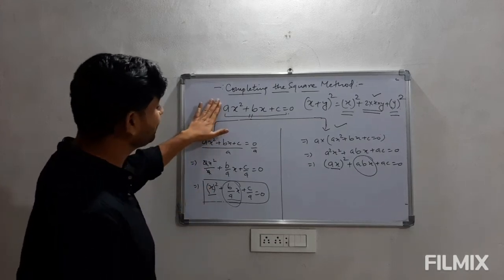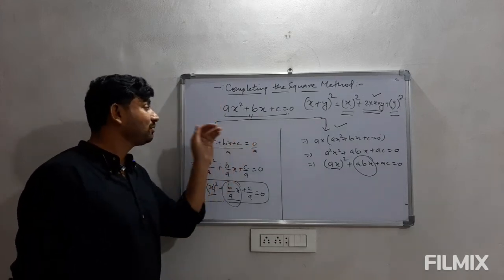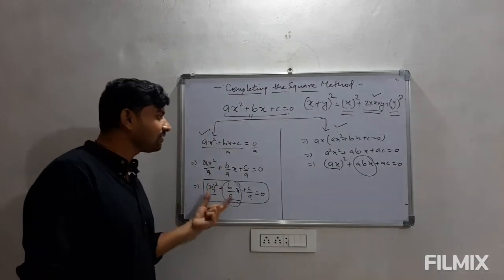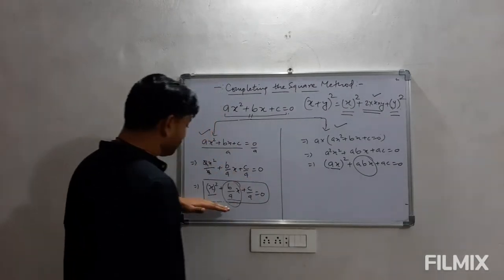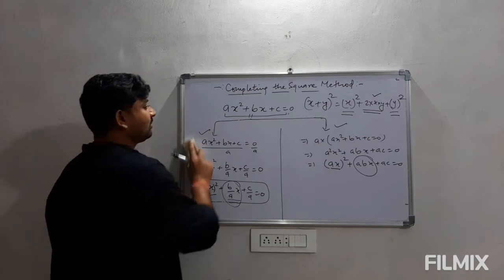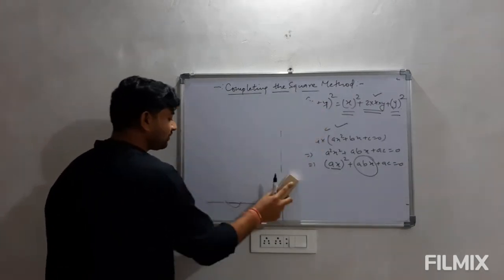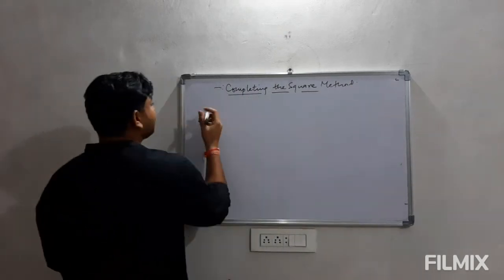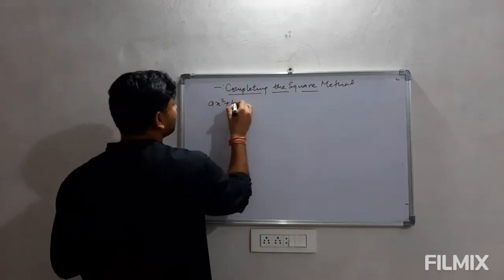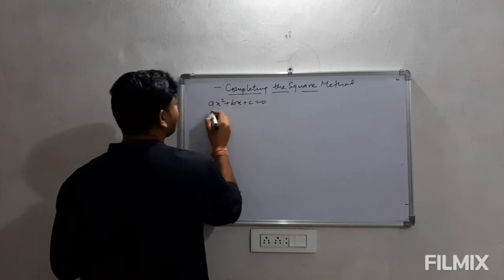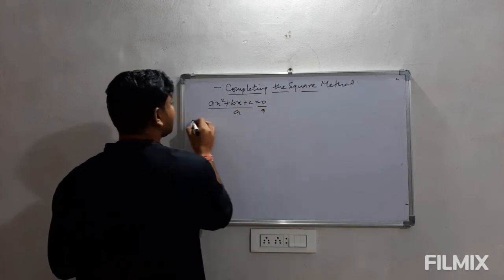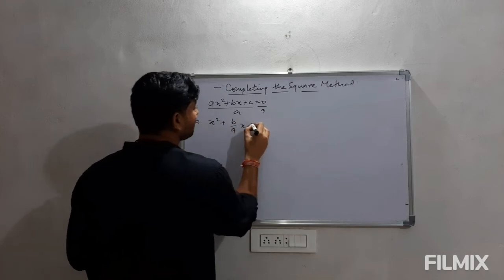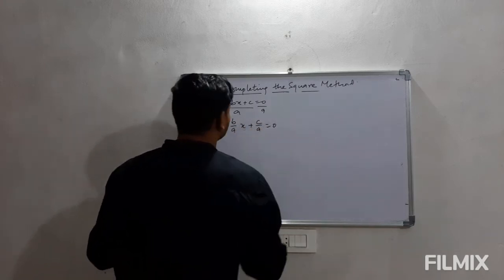Wherever we get some coefficient, we have to divide the whole equation by the coefficient of x square, so that we come to this expression. Now we will move further so that we can make it a perfect square. The process is very simple. The standard form is ax square plus bx plus c, and we have divided it by a. So we are getting x square plus b upon a x plus c upon a is equal to 0.